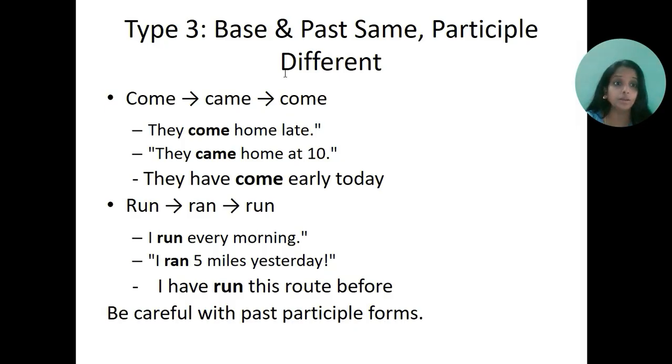In this type 3, base and past are same, but past participle is different. This is less common but still seen. Examples come, came, come. They come home late. They came home at 10. They have come early today. See the difference? Yes. Run, ran, run. I run every morning. I ran 5 miles yesterday. I have run this route before.